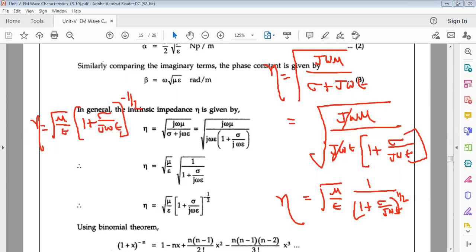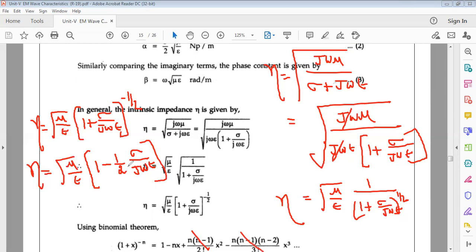1 plus x whole power minus n is 1 minus n x plus n(n minus 1)/2 factorial x squared minus, and so on. So here also, neglecting the higher order terms, eta becomes under root of mu by epsilon whole multiplied by 1 minus n x, where n is 1 by 2 and x is sigma by j omega epsilon. The remaining higher order terms, n(n minus 1)(n minus 2)/3 factorial, you can neglect. So it is approximately.